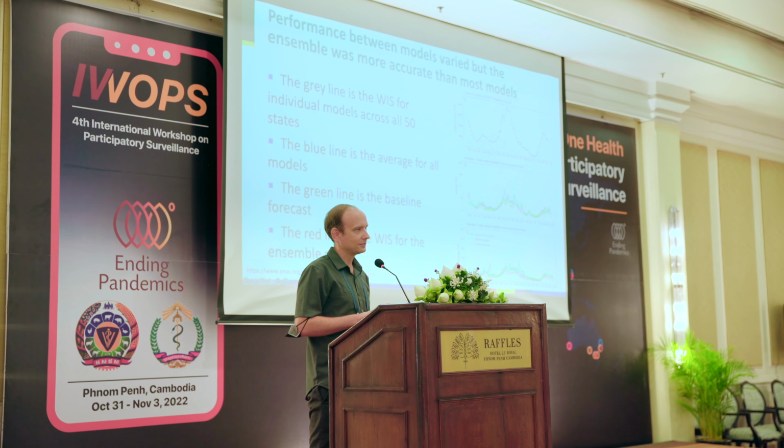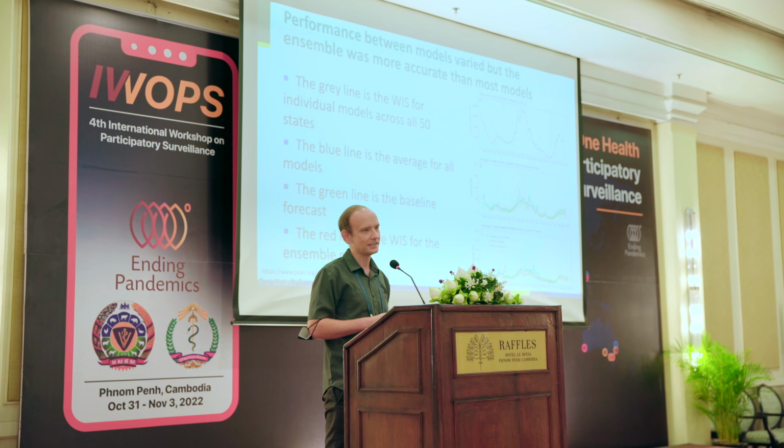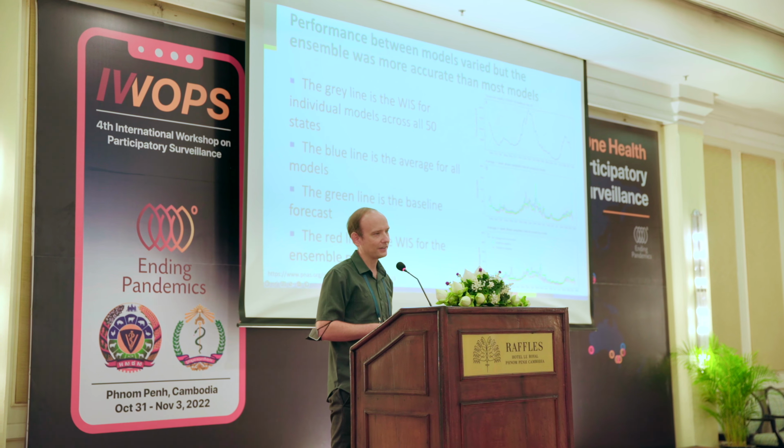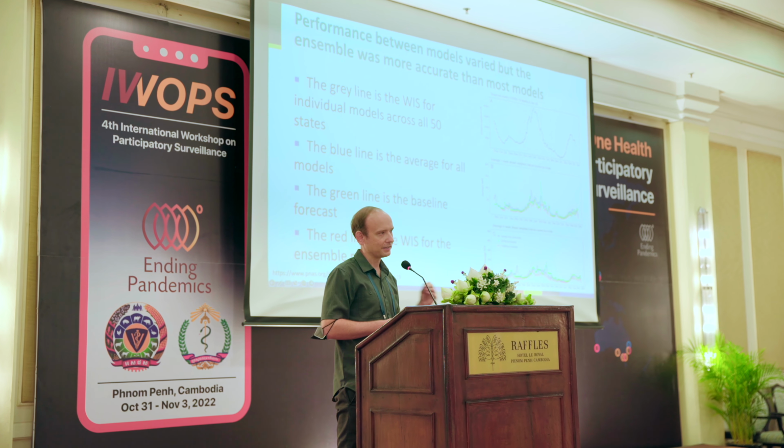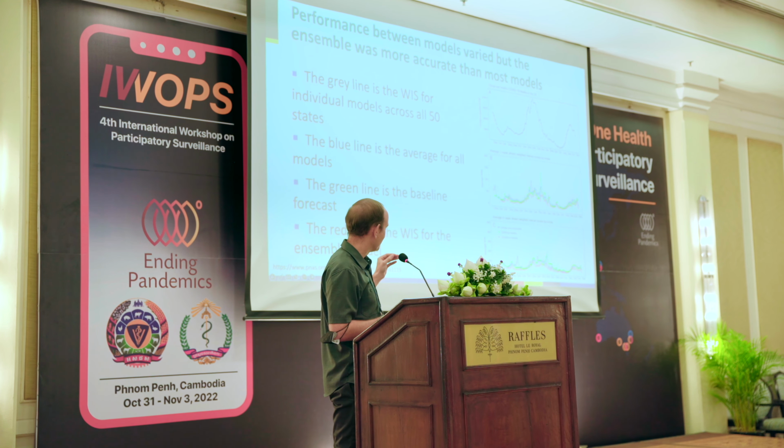The gray lines here are all of those individual forecasts that I showed you earlier. The average of those gray lines is the blue model, and the green line is the baseline forecast. This is just saying what would happen if what happened last week continues. So it's a flat assumption, not a very informative baseline forecast. And then the red line is the ensemble. What you're looking at here is that the red line is often the bottom model, which means it was the most accurate forecast for that week that the forecast was made. And this is a consistent pattern over the epidemic.